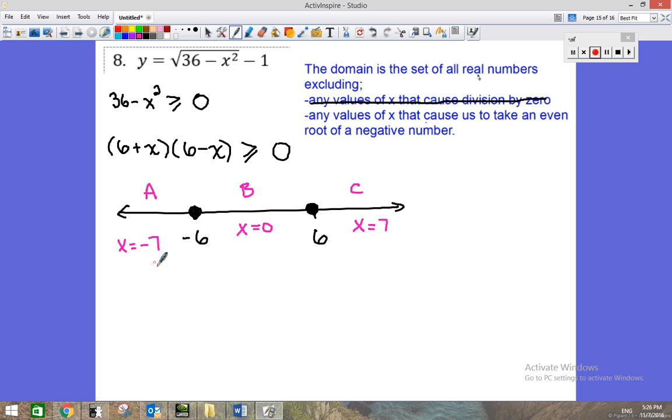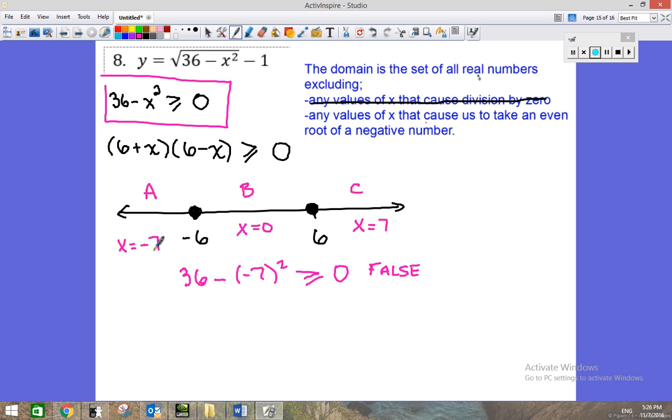All right, so let's return to this original inequality up here. When x is equal to negative 7, I've got 36 minus negative 7 squared. And the question is, is it true or false that this is greater than or equal to 0? Well, look at our subtraction this time. We've got 36 minus 49. 36 minus 49 is negative 13, and a negative number is not bigger than 0. This is a false statement.